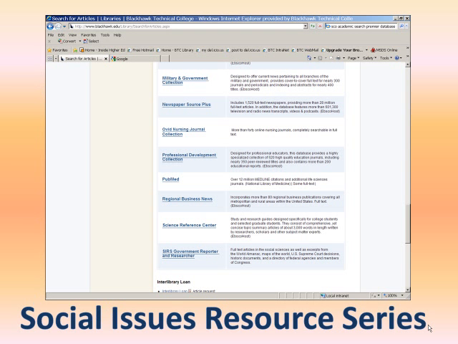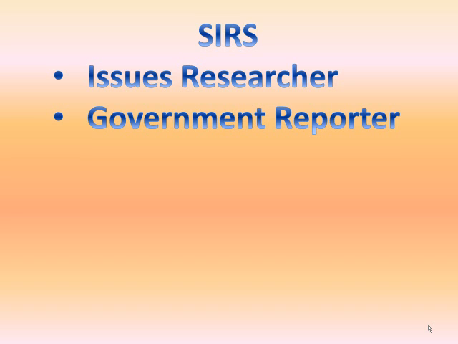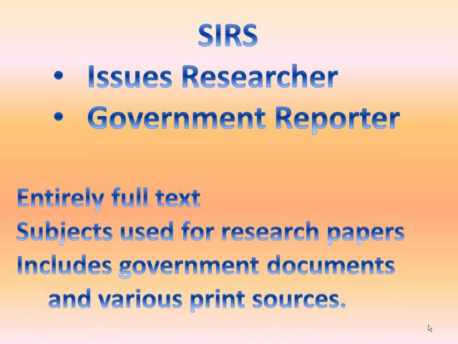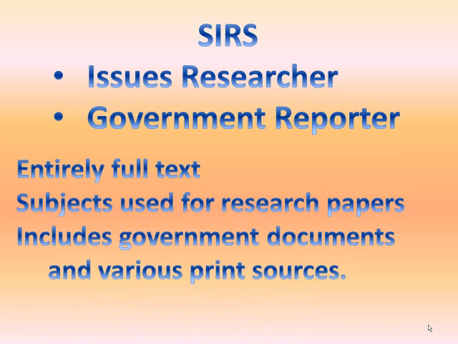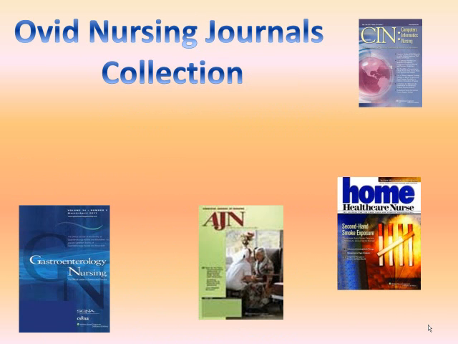Another source is Social Issues Resource Series, and it's shortened as SIRS. It is through this link that you can get information from its 2 components, the Issues Researcher and Government Reporter. These articles are entirely full text, and they're subjects that were selected simply for their use in research papers, so it's often a good place to start if you are going to do research.